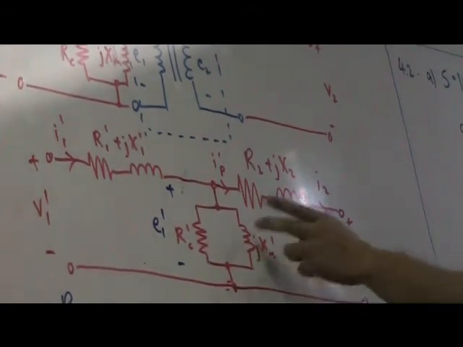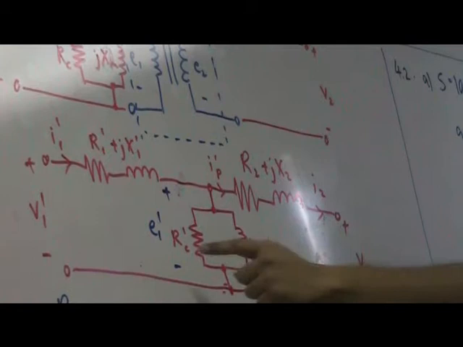E1 prime is just this drop plus V2. Then V1 prime will be this drop plus E1 prime. So that's how I'll do it. Now we are given the power.